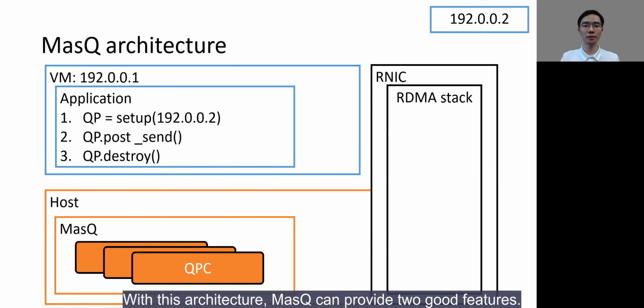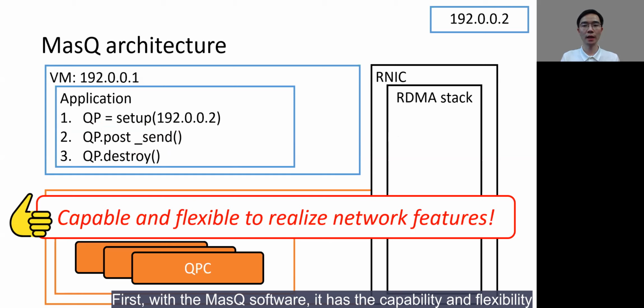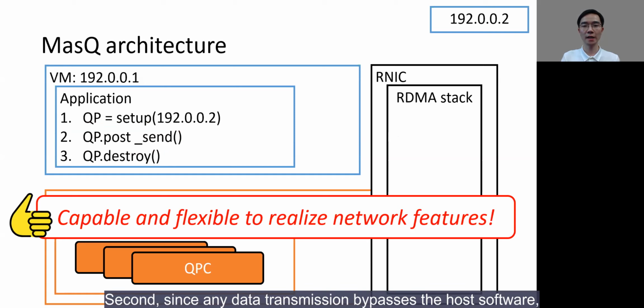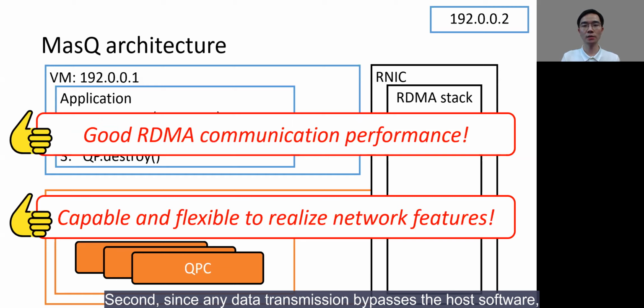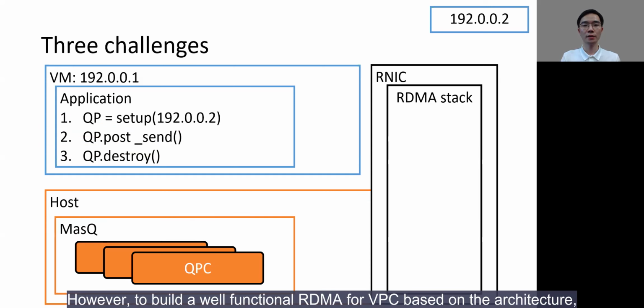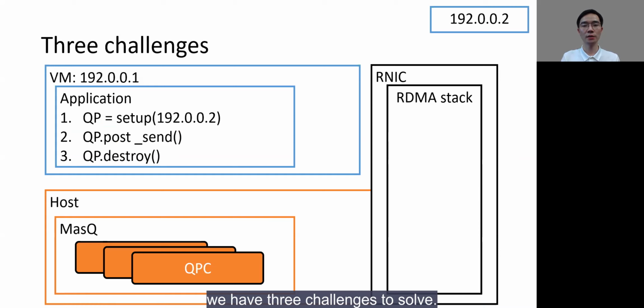With this architecture, MasQ can provide two good features. First, with the MasQ software, it has the capability and the flexibility to realize network features required by the VPC. Second, since any data transmission bypasses the host software, the performance of the RDMA communication still remains. However, to build a well-functioning RDMA for VPC based on this architecture, we have three challenges to solve.